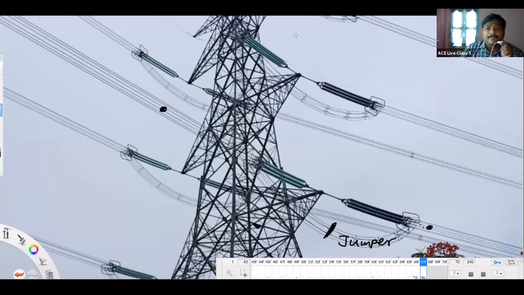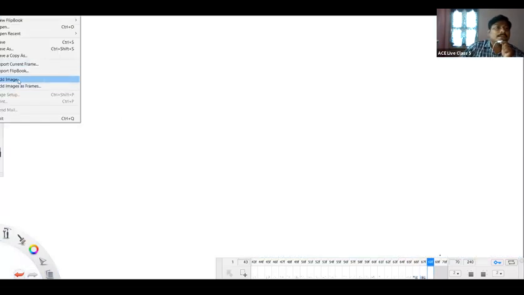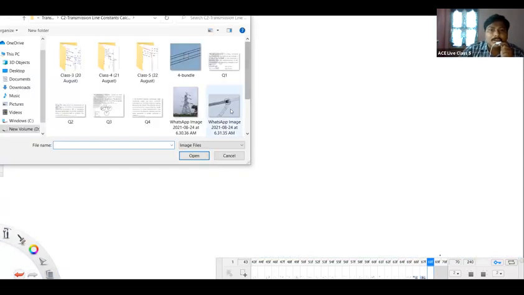Next, how many strings are we using here? Anybody? Can you count how many strings we have here? How many subconductors do we have? Can you count? How many strings do we have? Count. Four strings. I'll show an even more elaborate image if possible.